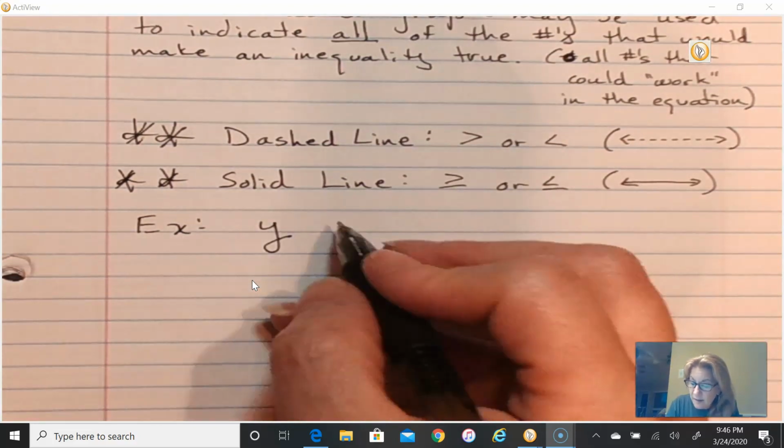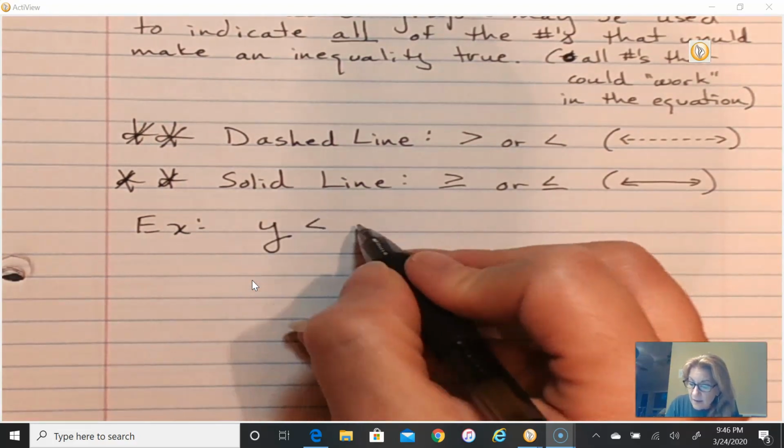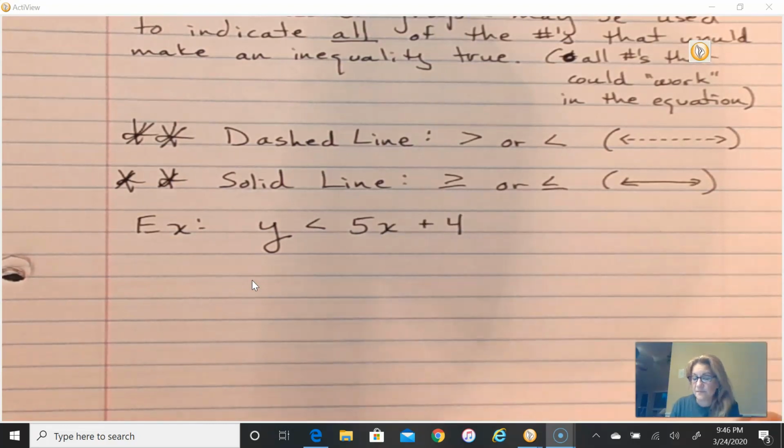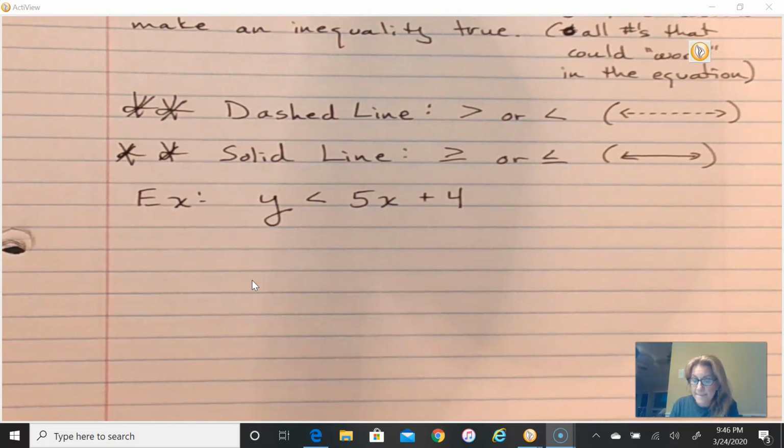y is less than 5x plus 4. Okay? Now, I'm going to graph this on graph paper because some of you are still struggling with actually graphing these.